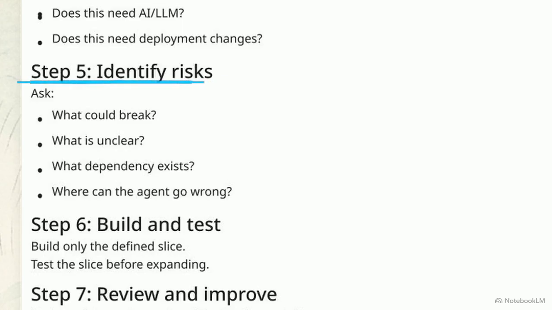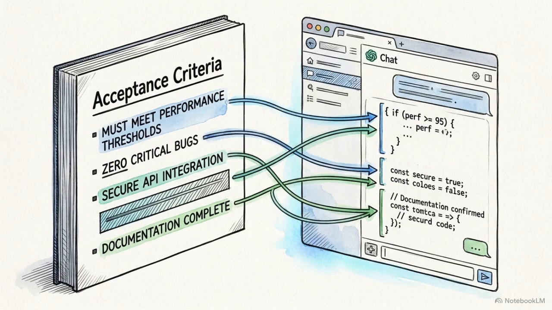Finally, you preemptively identify the risks. You need to locate the dependencies that might break and isolate the specific areas where an AI agent is likely to misinterpret the instructions. These criteria serve as a rigid contract. They keep the AI anchored to a single objective and prevent the scope from expanding.